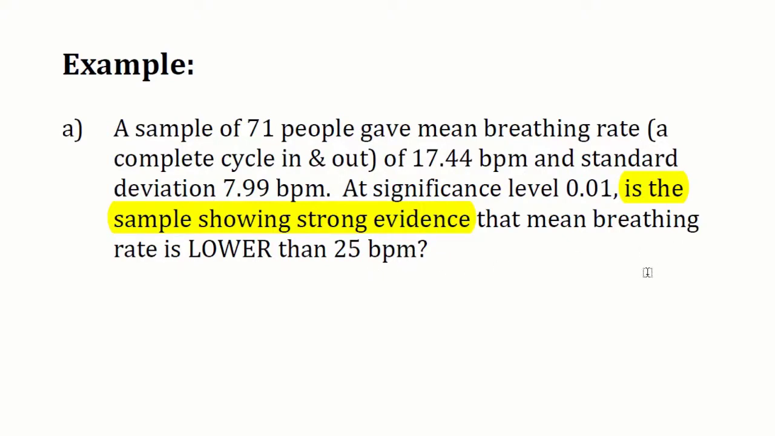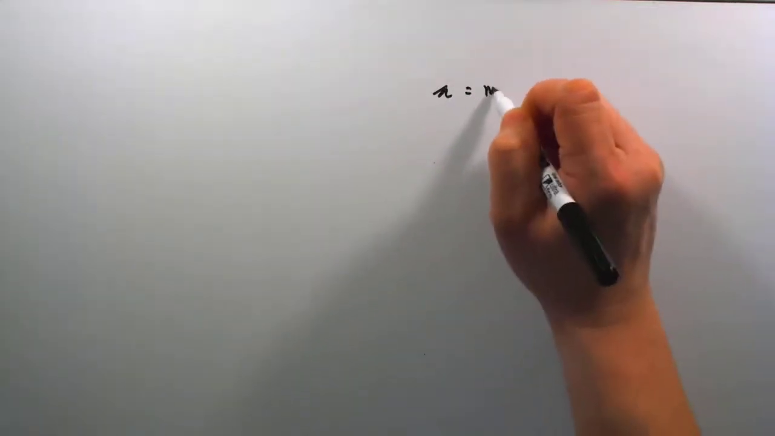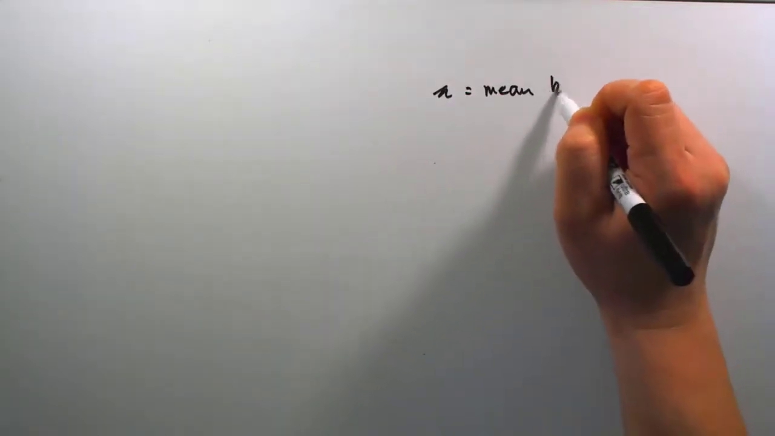And then just like how I explained back in the general lecture regarding testing a hypothesis problem, now with mean breathing rates, we want to prove that mean breathing rate is lower than 25 BPM. So specifically, mean breathing rate is lower than 25. So now we can quickly sketch down the following understanding. We can assign mu to be the mean breathing rate.